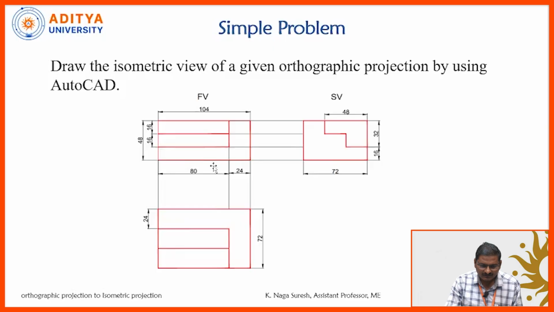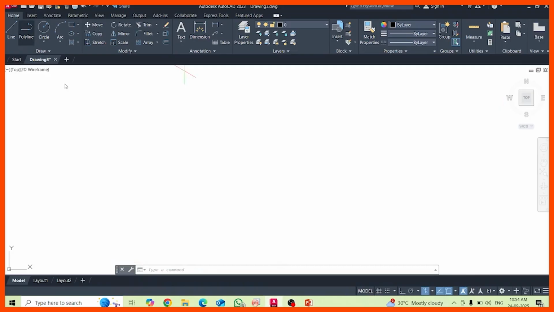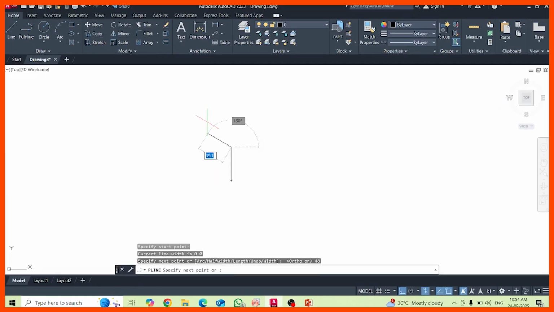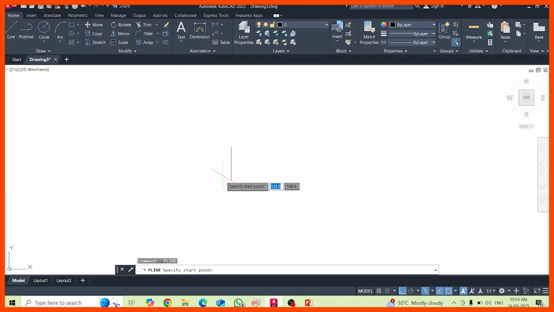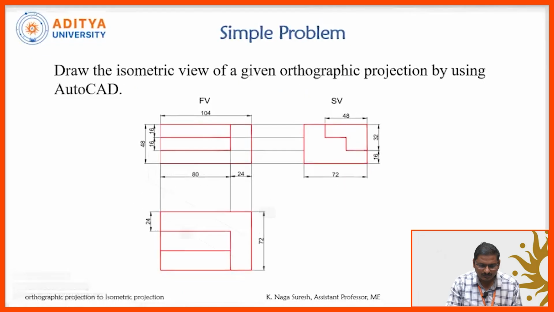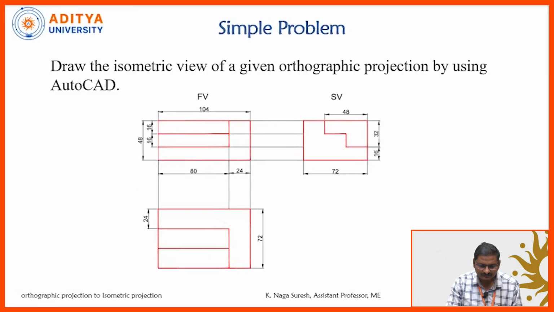Next we will draw the final component, that is the isometric drawing. We will start from the top view and side view. Draw the height of the object, first 48. Take the polyline command and make sure ortho mode is switched on with F8. So what is the width of the component in the side view? 72.